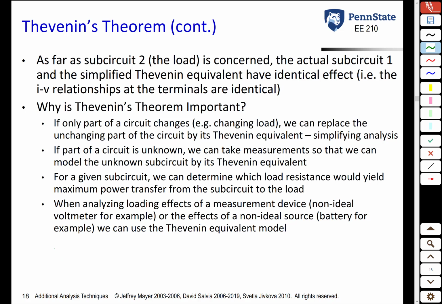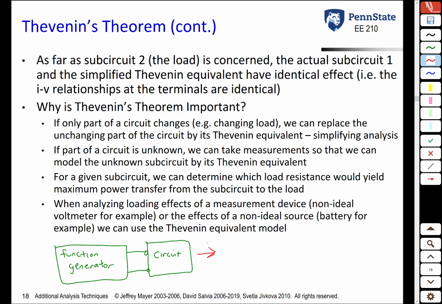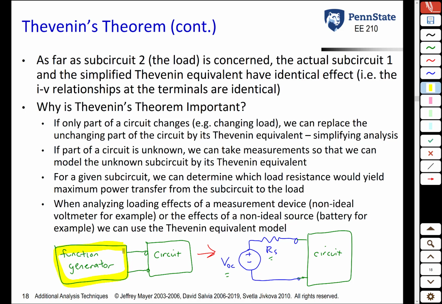If you think about a function generator driving a circuit, what do we do when we model the function generator? We replace it by an ideal voltage source and an internal resistance of the function generator, RS. Does this mean that the function generator consists of only an ideal source and an internal resistance? Of course not. There's lots of electronics inside the function generator. But as far as this circuit on the right is concerned, it doesn't know the difference between the actual electronics that's inside the function generator and the simplified model, the Thevenin equivalent, which is VOC and the series resistance.